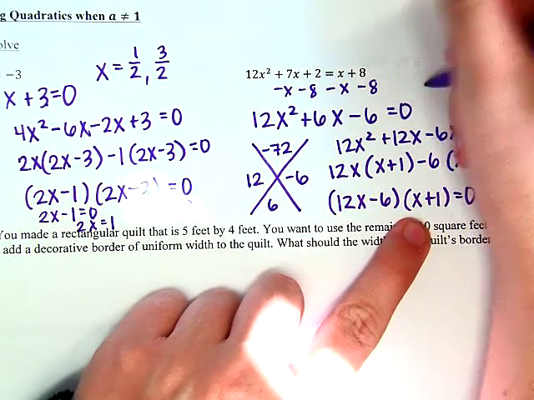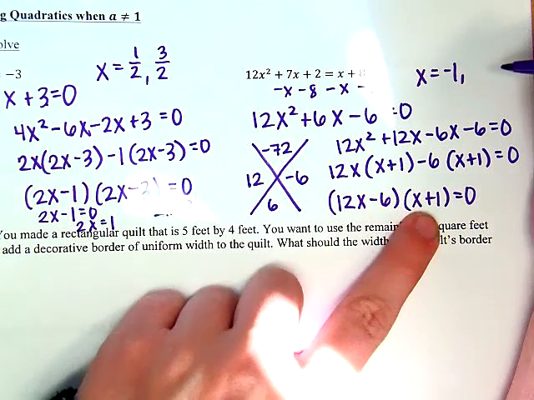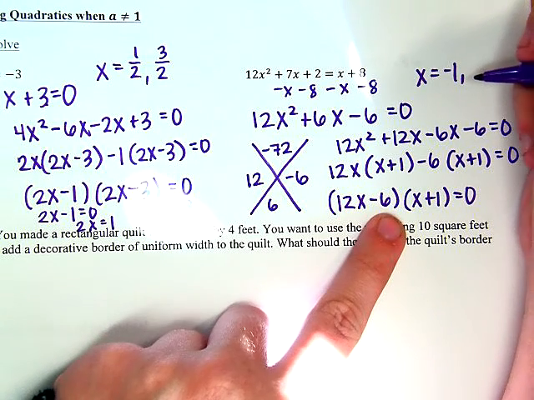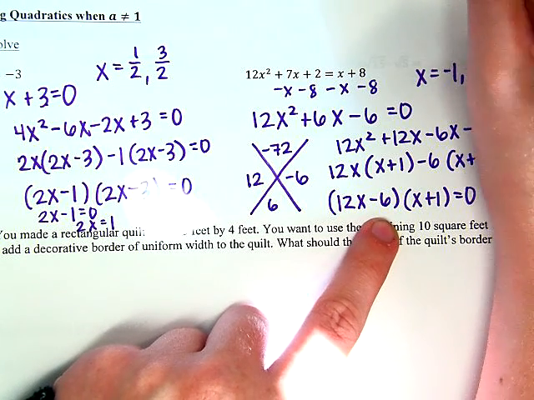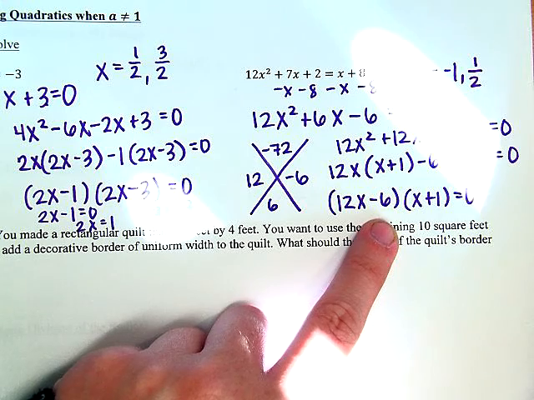So my two answers, x equals negative 1 for this one. And this one I add 6 over and divide by 12. I get 6 over 12, which is 1/2.